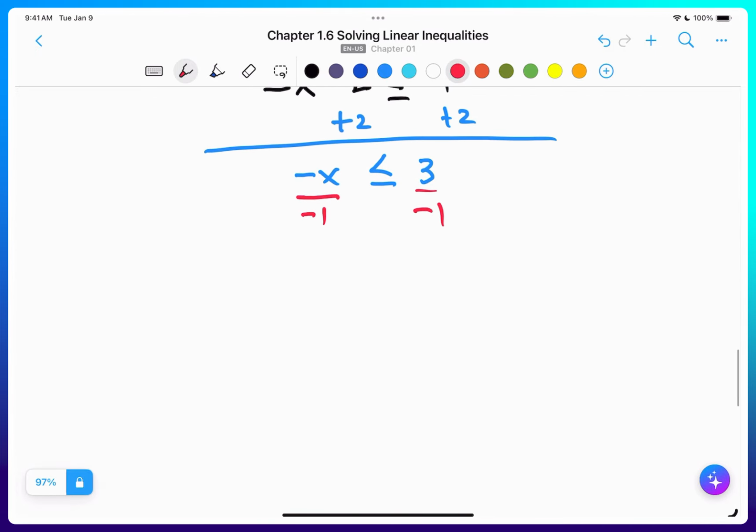So here we go. Now this thing is going to be like this. Let's put it in a different color. Let's put green. It's going to be x is, now this symbol here, reverse it, greater than or equal to -3. And now that's what the answer is.